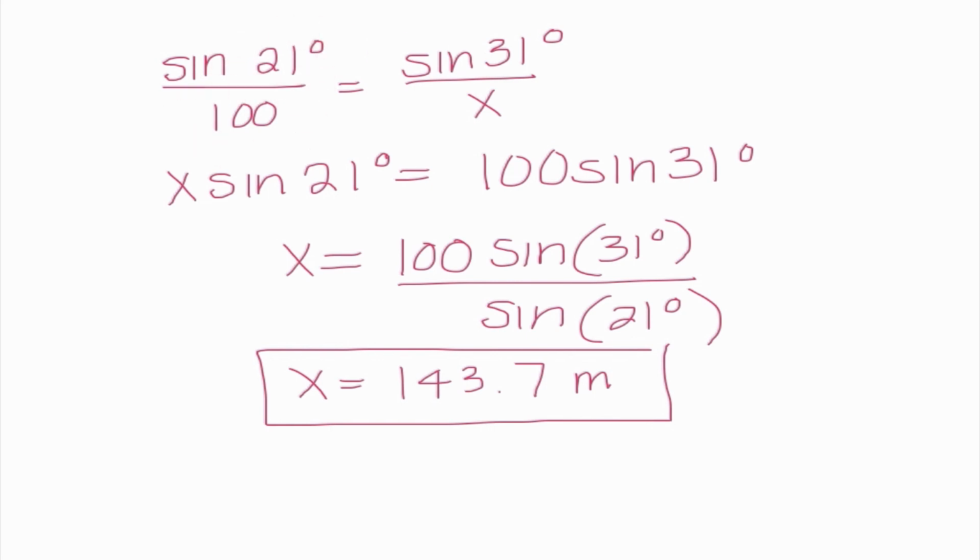And once again, this answer seems reasonable because I know opposite from 21 degrees, which was our smallest angle, it was 100 feet, or I'm sorry, 100 meters. So since 31 degrees is bigger, I know this distance should be bigger as well.